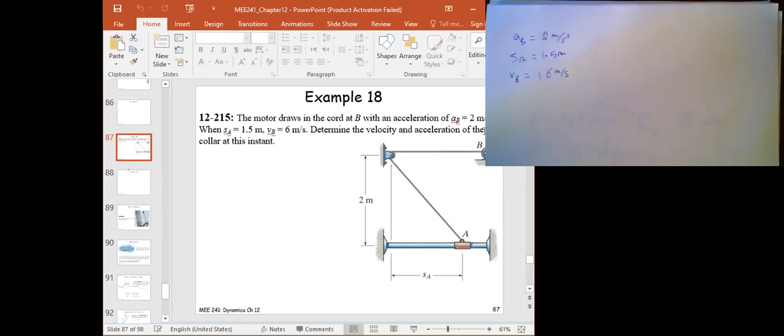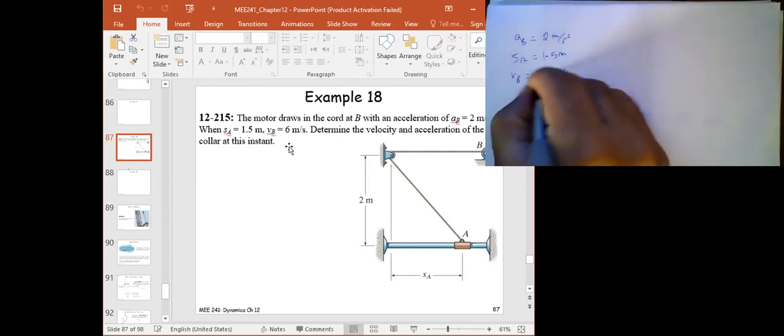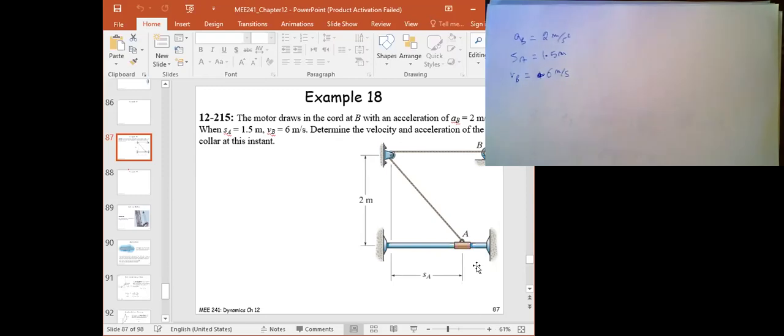So a point B on the cable is moving with an acceleration of 2 meters per second squared, and we need to find the velocity at A. We need to find the velocity and acceleration of the collar. Is VB 1.6 or 6? I'm sorry, VB is 6. So the acceleration of B is 2, the velocity at B is 6, and we know length SA is equal to 1.5. So how can I find the velocity and acceleration of A?